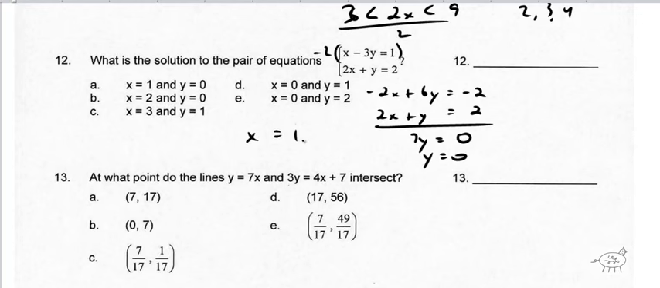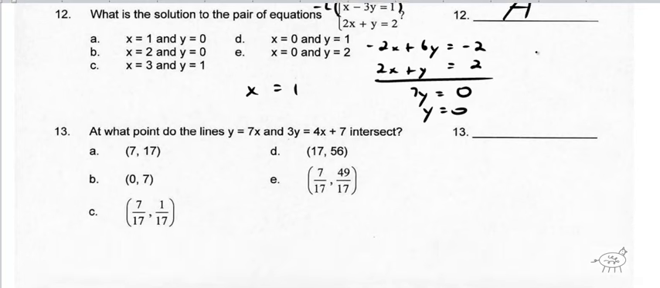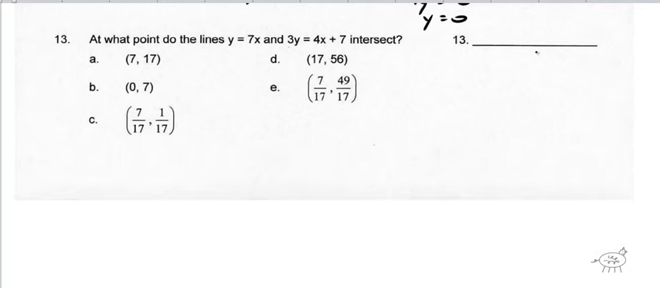Okay, so x equals 1, y equals 0, which is A. All right, number 13, at what point do the lines intersect? Well, basically, they intersect when you set them equal. It's a system of equations. That's what a system is, where the two lines intersect. So instead of using the elimination method, I'm just going to do substitution. Plug that right into that y.